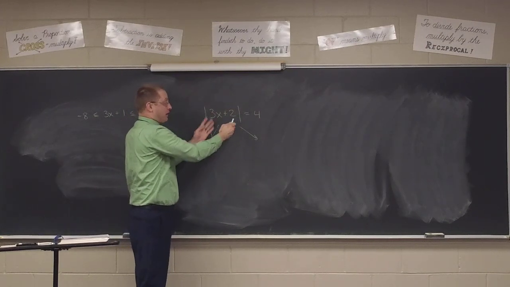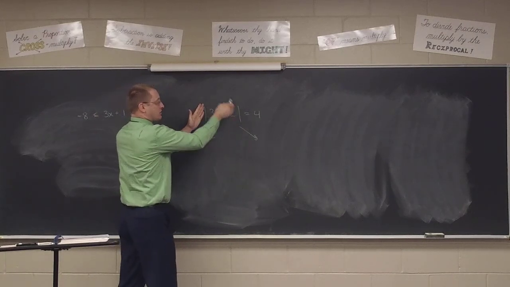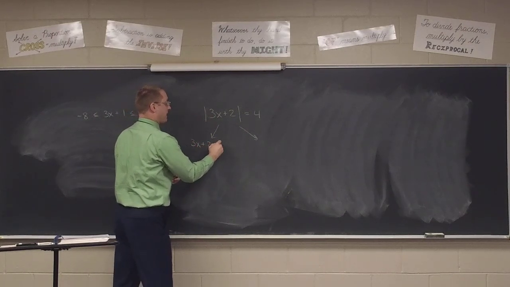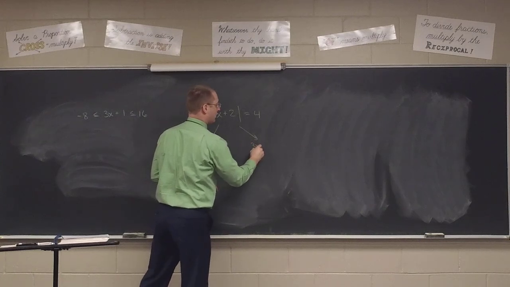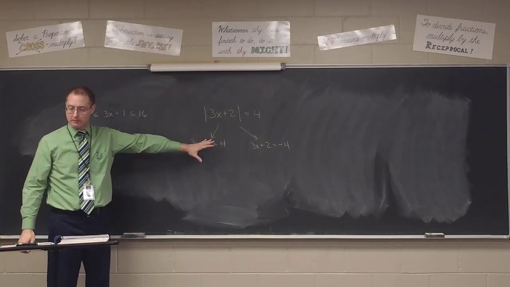Because when you take the absolute value of 4 or negative 4, you get 4, right? So we said to solve it, we're going to take whatever's inside and say, well, that's equal to 4, or it's equal to negative 4. And we would solve from there, right?